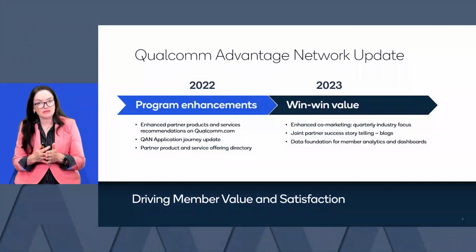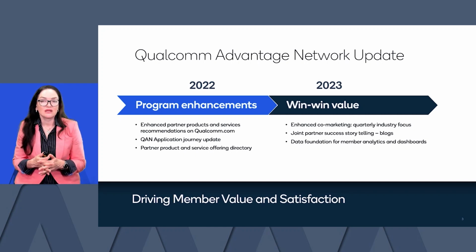Since our last event in May, we continued to enhance partner products and services recommendations on Qualcomm.com. We understand that discoverability and relevant product and service recommendations is key to making informed business decisions. So in early October, we will be launching a new feature called Member Offerings Directory, which is a centralized repository where customers can easily find partner products and services to help them go to market faster. I'll give you a little preview of that on the next slide.